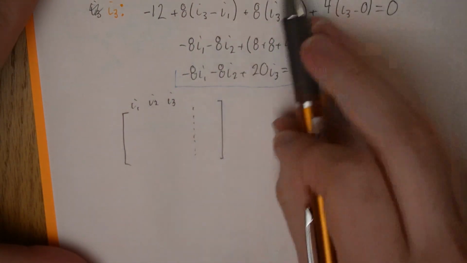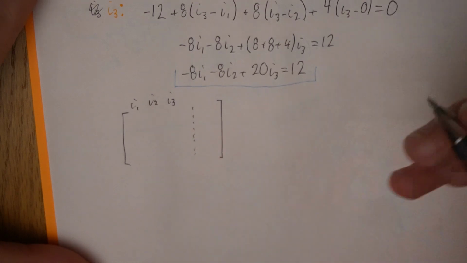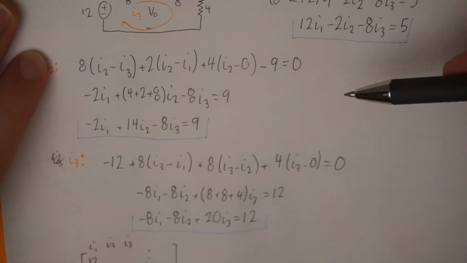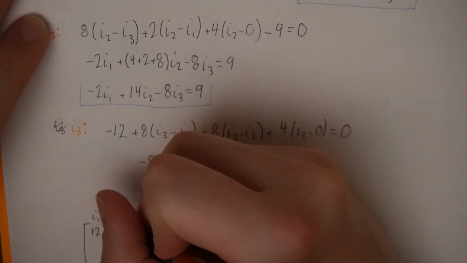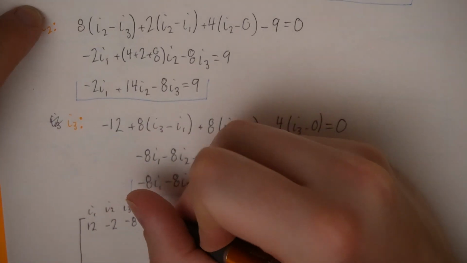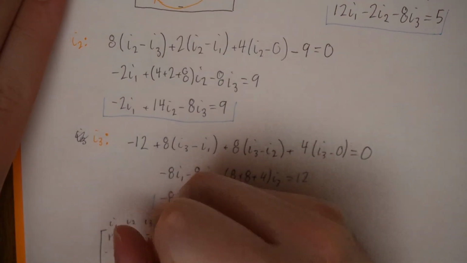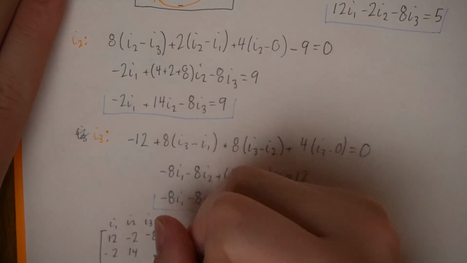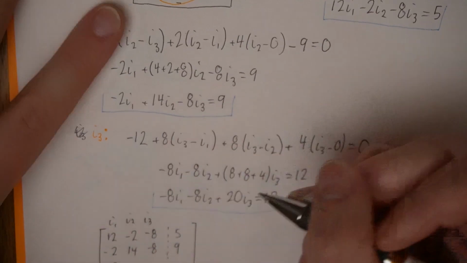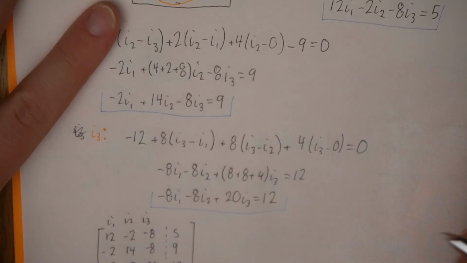You put all the coefficients for I1 in the first column, coefficients for I2 in the second, coefficients for I3 in the third. So my first equation is 12, minus 2, minus 8, 5. My other equation: negative 2, 14, negative 8, 9. Minus 8, minus 8, 20, 12.